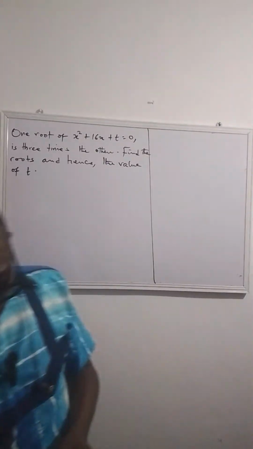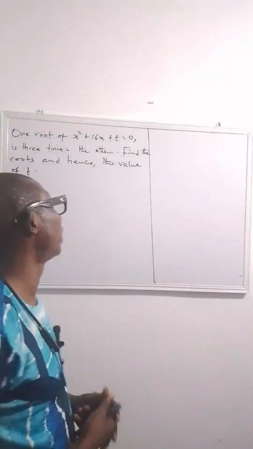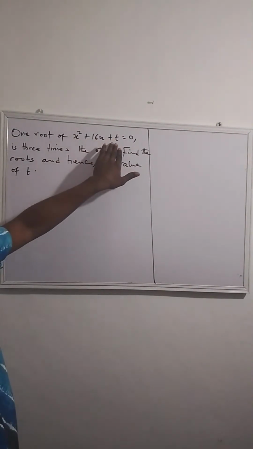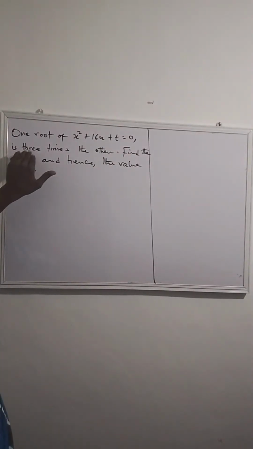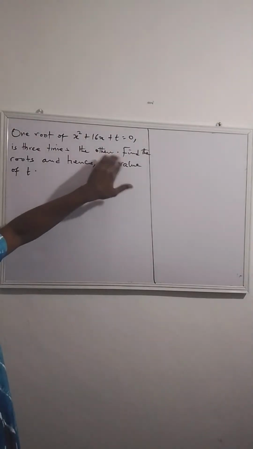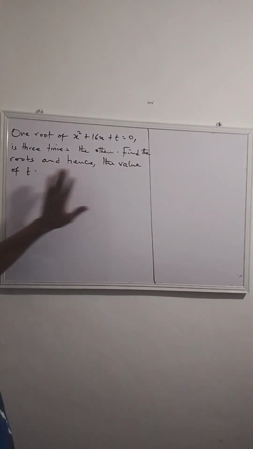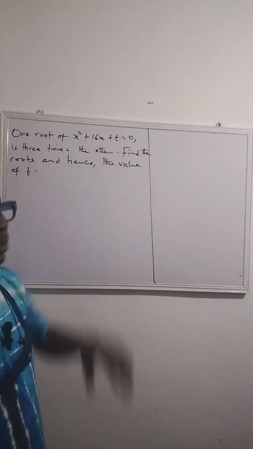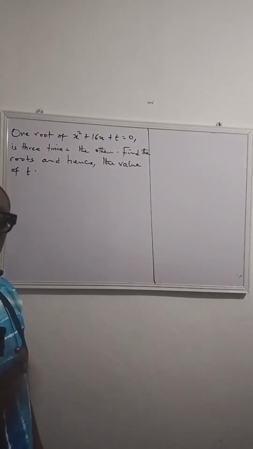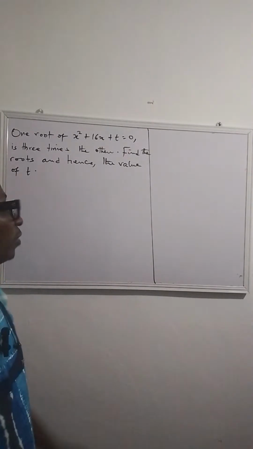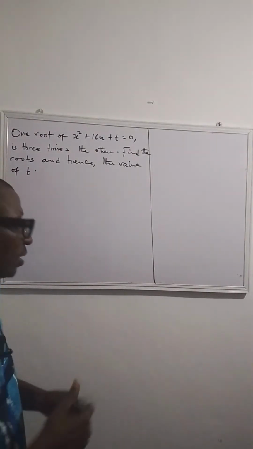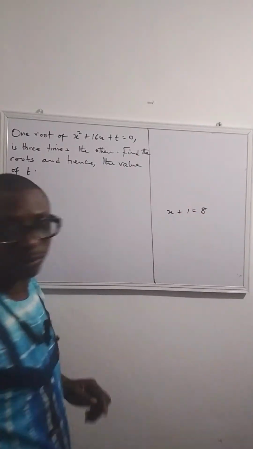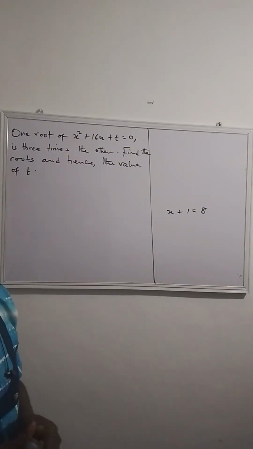Okay, so that's the next question under quadratic equation. Now, one root of x squared plus 16x plus t equals to 0 is 3 times the other. Right, now you have to find the roots and hence the value of t. Whenever you solve a quadratic equation, you are expected to have 2 answers. If you solve a cubic equation, you have three answers. If you solve a linear equation, you just have 1. Example of linear is something of this form: x plus 1 equals to 8. When you solve this one, you will have only 1 answer, and that answer is 7.